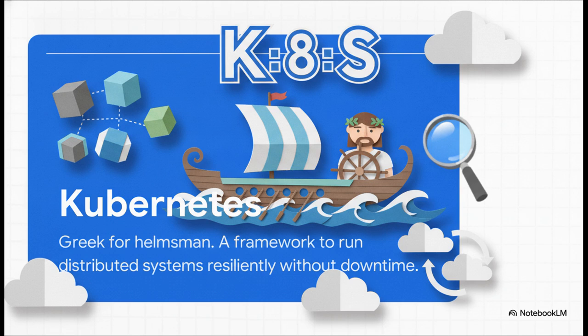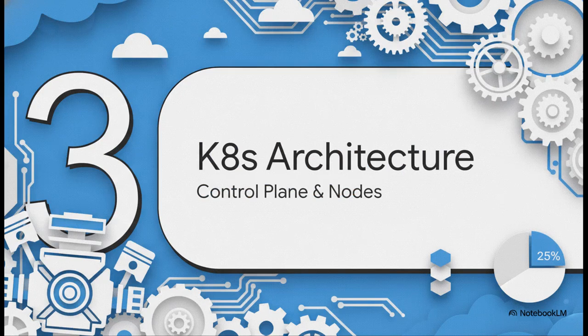It gives you a framework to run distributed systems resiliently, offering automated rollouts, self-healing, storage orchestration, and service discovery, all so your applications experience zero downtime. Section 3. Kubernetes Architecture Explained. The crucial point here is understanding the machinery under the hood. Remember, this makes up 25% of your exam.